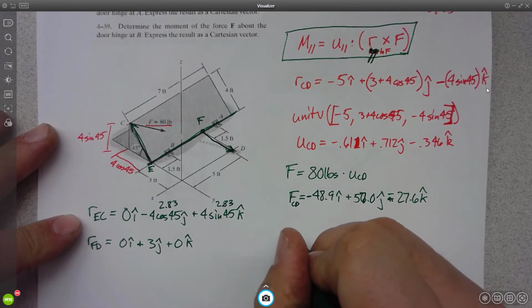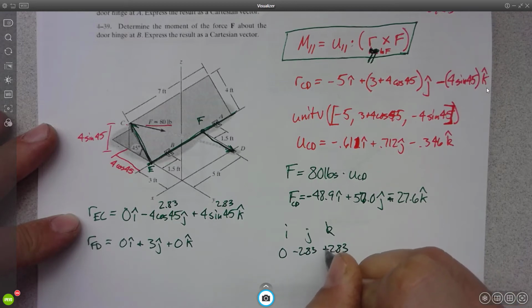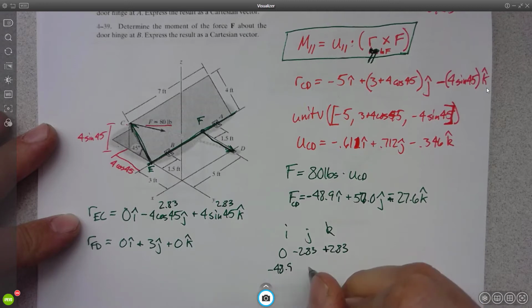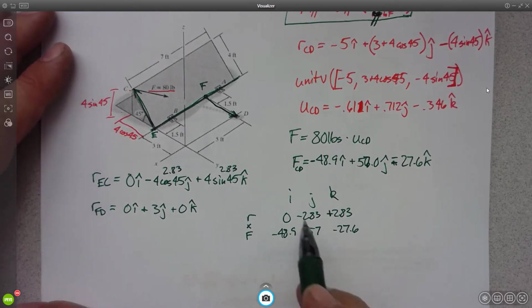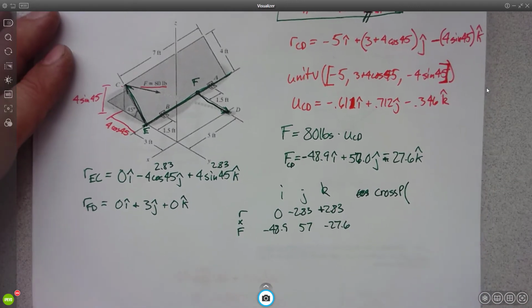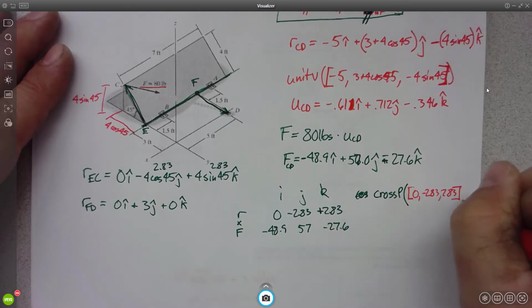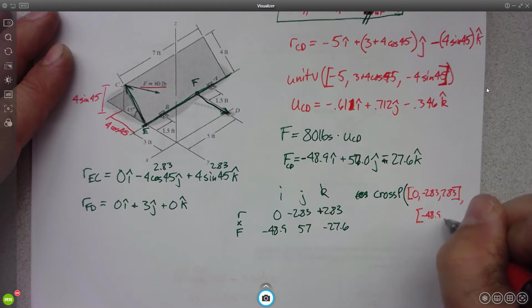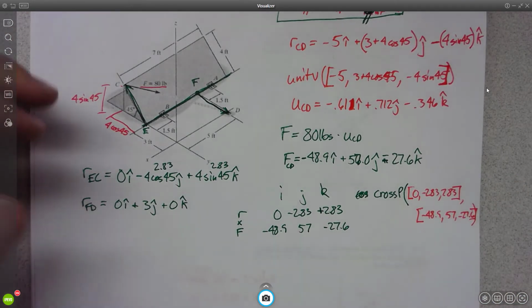If you're doing it by hand, we'd say i, j, k, 0, negative 2.83, positive 2.83, and negative 48.9, 57, negative 27.6. So this is R cross F, where this is F, this is R. If you stick it in your calculator, find cross P in the catalog, and type square bracket 0, comma, negative 2.83, comma, 2.83, close the square bracket, comma, square bracket, negative 48.9, comma, 57, comma, negative 27.6, close square bracket, close parenthesis. And what do you get?